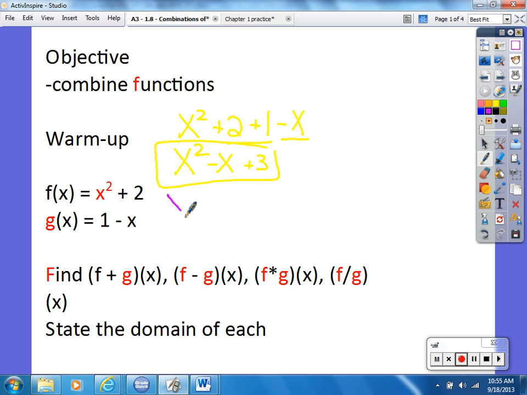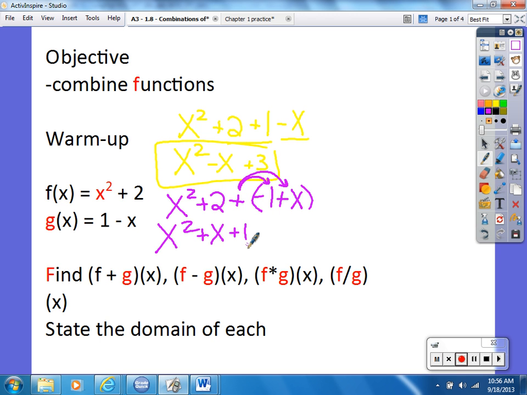Now, when you do f minus g, it's slightly different. You want to put parentheses around the g, because that negative sign needs to get distributed. Kind of like that other problem we did earlier, the big long problem, where it was like subtracting something. A lot of you would forget to do that. So I'll have x squared plus x plus 1. That is f minus g.